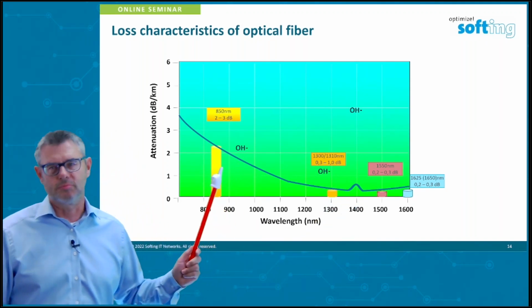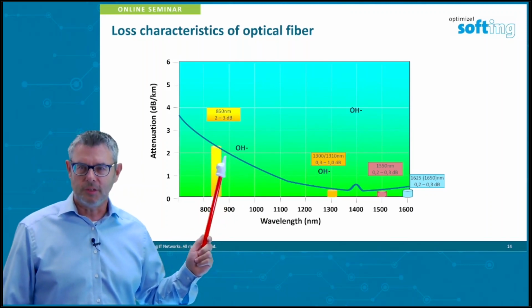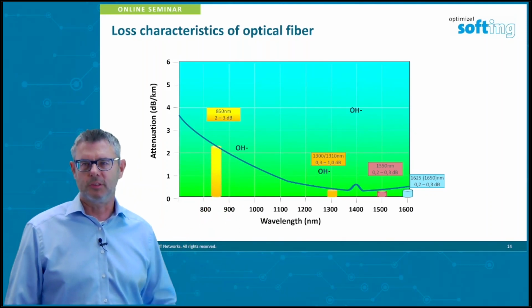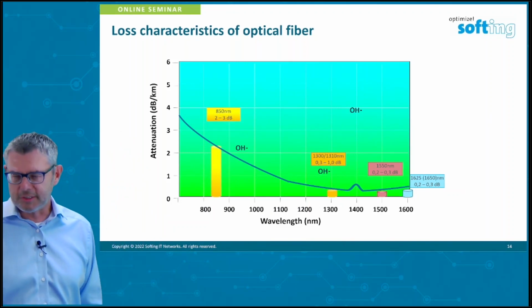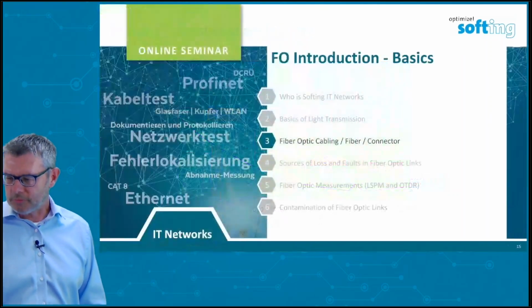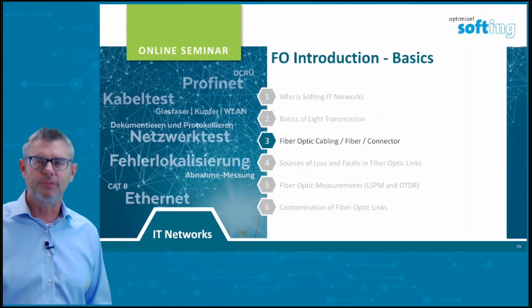In certain cases we also use multiplexing on multi-mode, but this is always in the range where the water peak is definitely out of the range. That's about the loss characteristic of optical fiber. So let's have a look at the fiber itself.